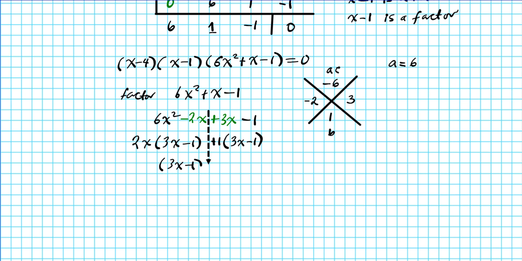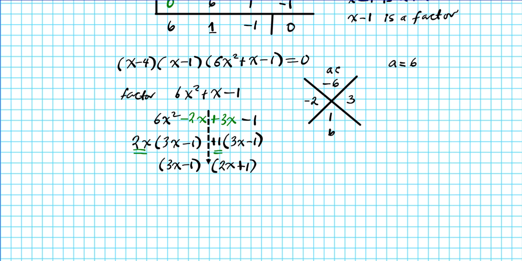Factor them out, and then we are left with the outsiders, 2x and positive 1. Okay, these two will be grouped together in their own parentheses, and there goes the factored form of 6x squared plus x minus 1.